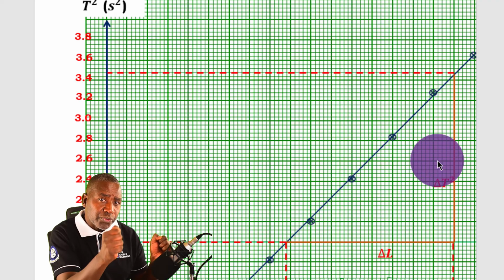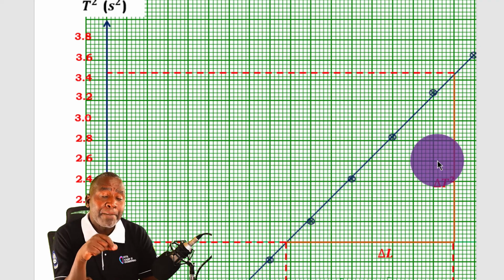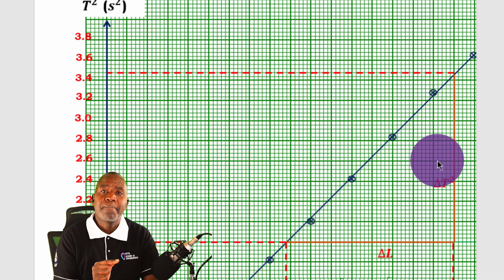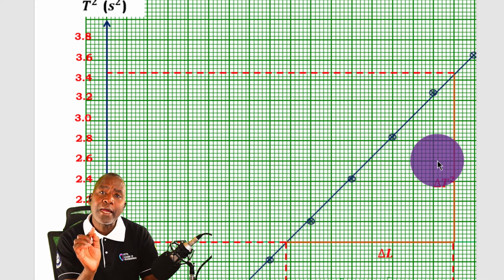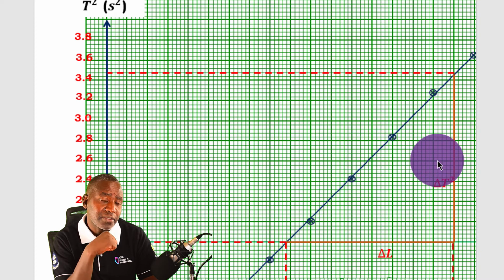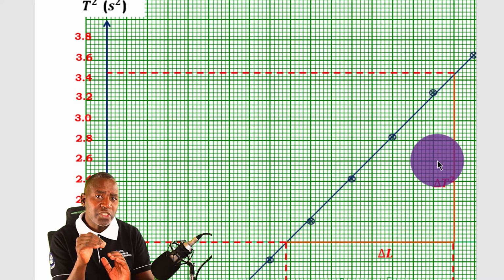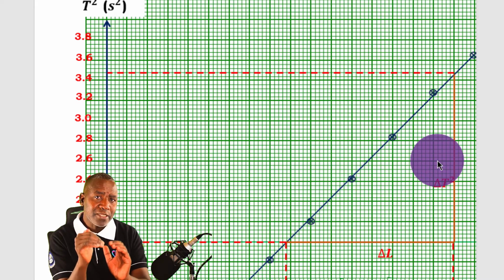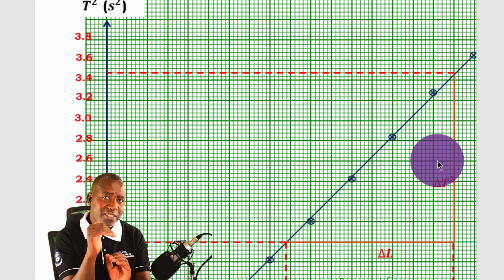You twist your ruler carefully until you can see that your straight line passes through the majority of the points, leaving out some points. It may pass through all the points if you are very accurate, which is hardly the case. So those points that it leaves out, you arrange them in such a way that there are some points above the line, some points below the line.